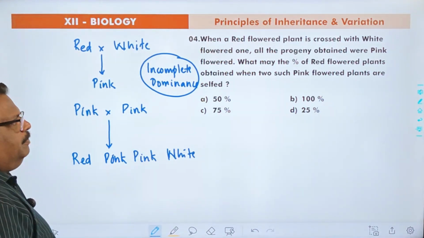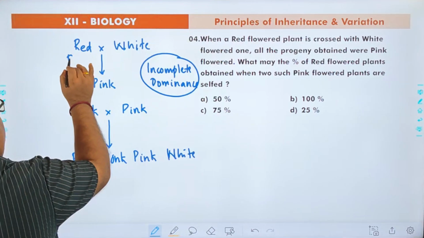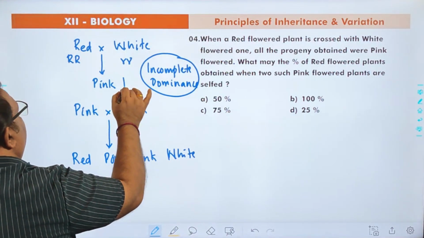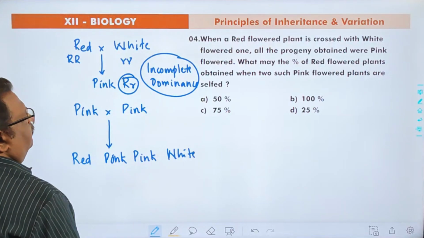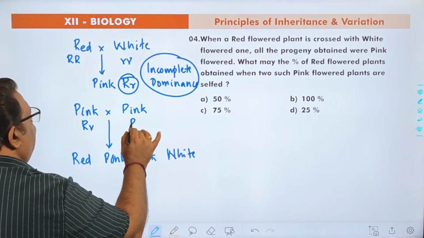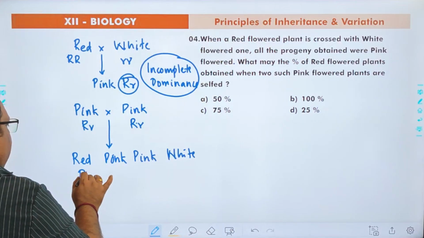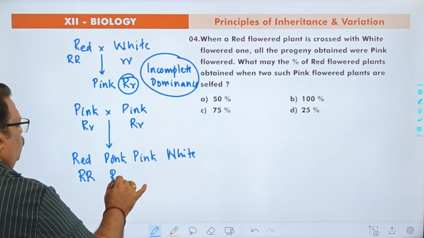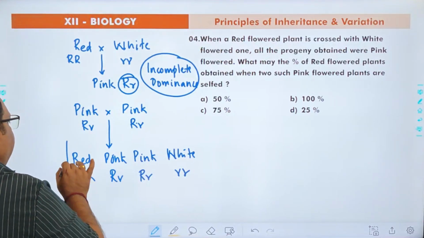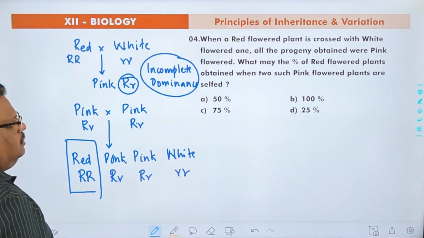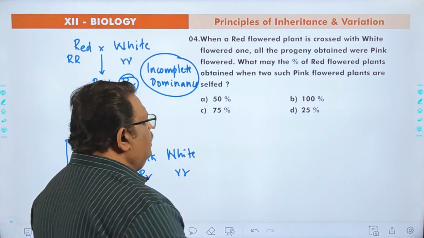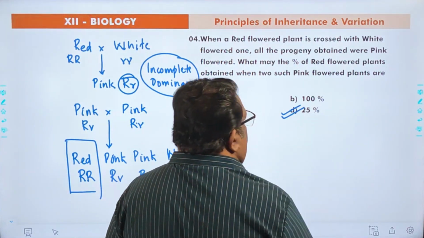What is the genotypic representation? Red is capital R, white is small r, and the pink will be capital R, small r. So when capital R, small r is crossed with capital R, small r, the offspring will be capital R capital R, capital R small r, capital R small r, small r small r. So what is the percentage of red flowered plants? Out of the 4, only 1 will be red, so the percentage will be 25%.